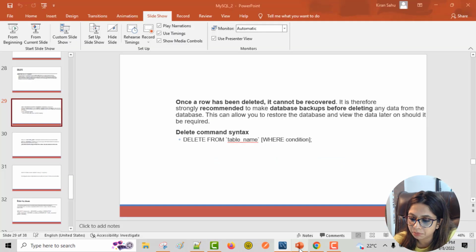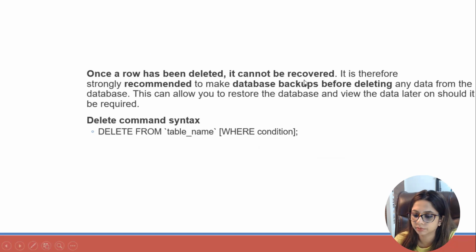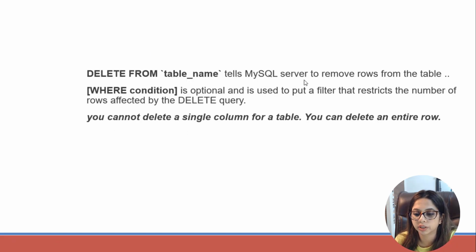Going back to the PPT, if you can see here, delete from table name where condition, that is the syntax of the delete query. Now you can see something in bold here. You cannot delete a single column of a table. You can delete an entire row. If you want to delete one column, you do not use the delete query. In that case, we'll be learning about the alter query, which is a DML statement. We'll learn about it later on, but for deleting a single row, you need to apply the delete query itself.